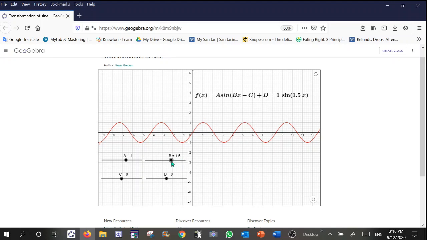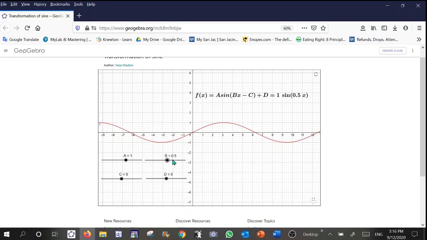Now, let me put it back to 2. So notice that if this number is 2, then the period is cut in half. So the period is given by 2 pi divided by this B. So in this case, the period is pi, you see. At 3.14 right here, we have what? We have 1 cycle already. So that's what B does.